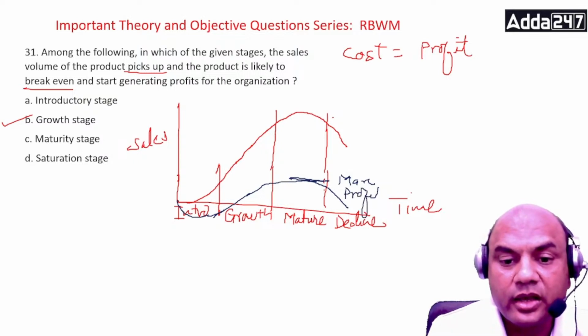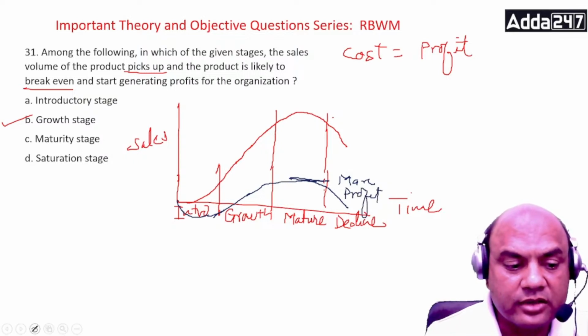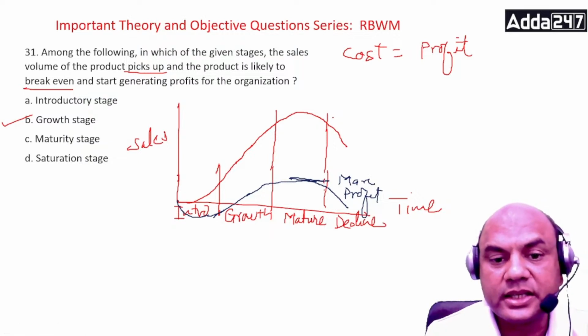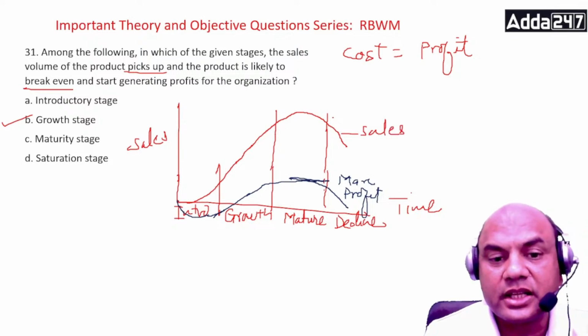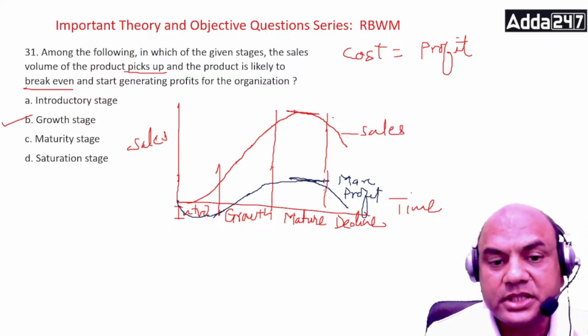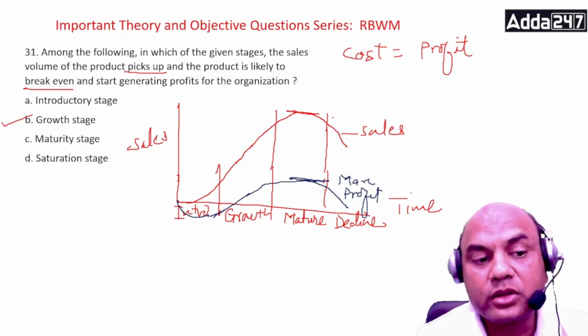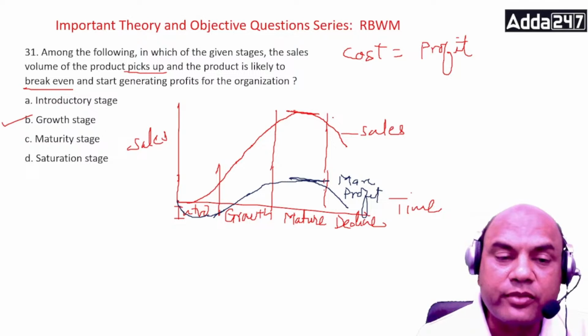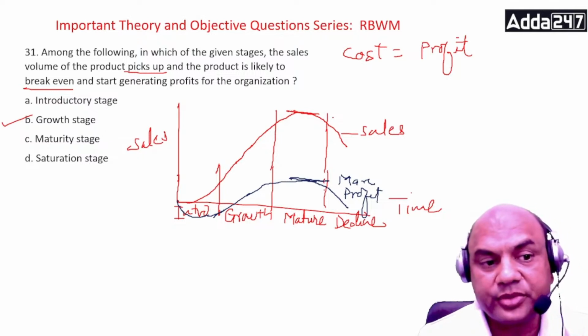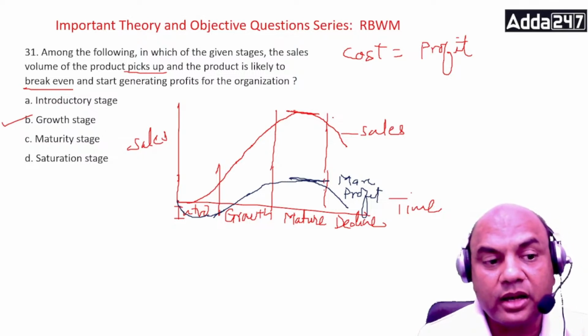Okay. And this is the sales curve. This is the sales curve, sales. So at the maturity stage, there is a maximum profit and maximum sales also. But in growth stage, it has started growing and it is reaping the benefits. It's earning you the profits. So chances of break even are in growth stage.